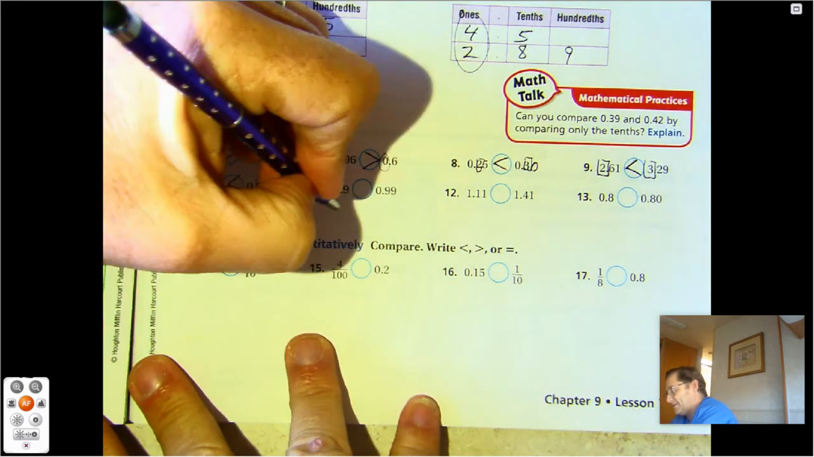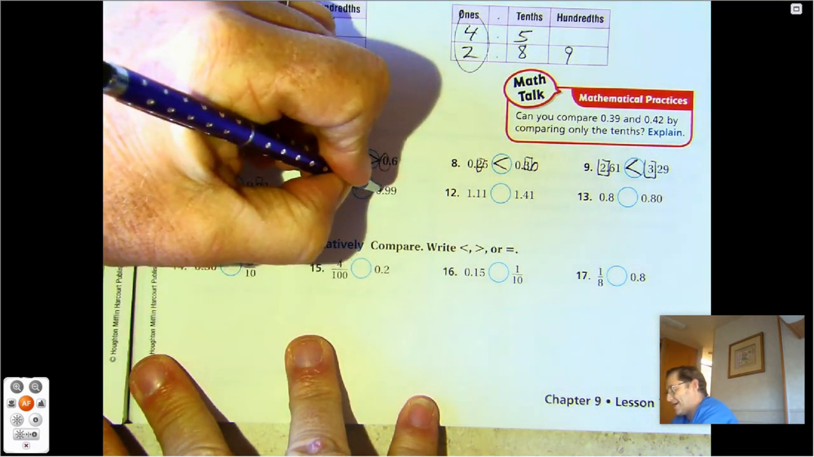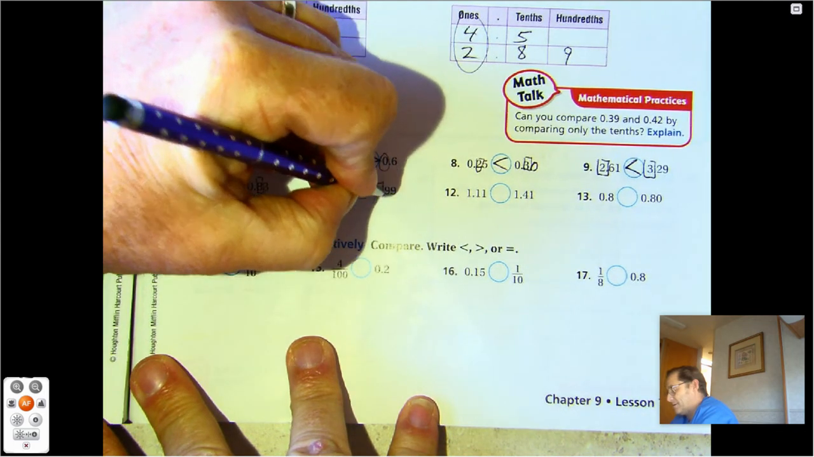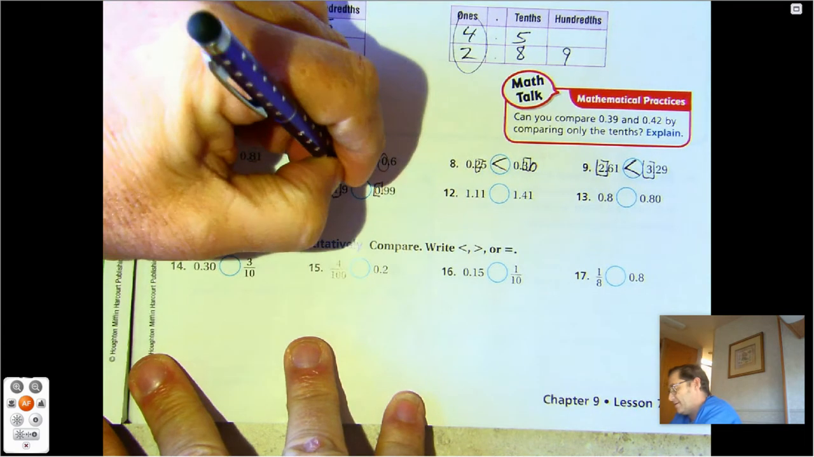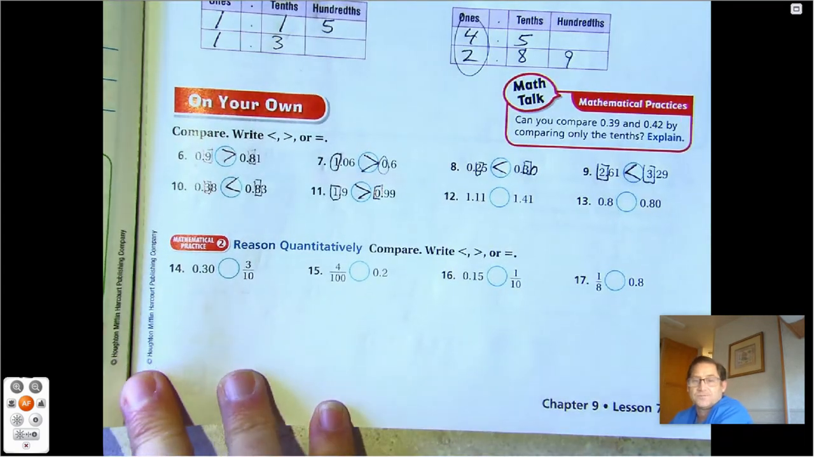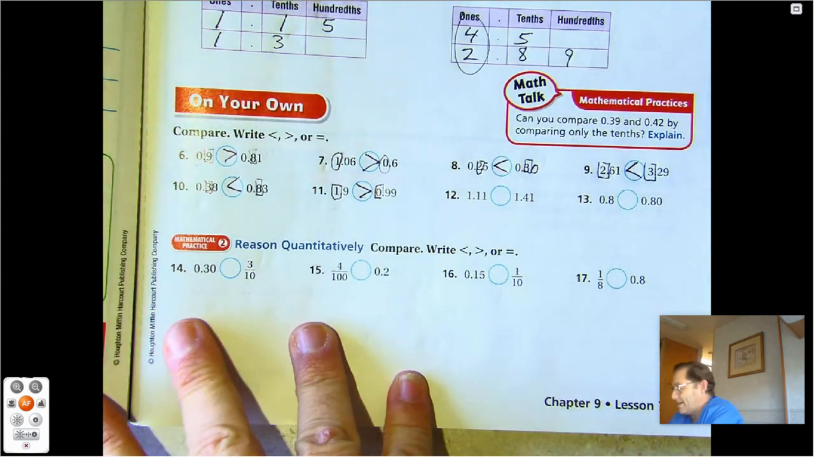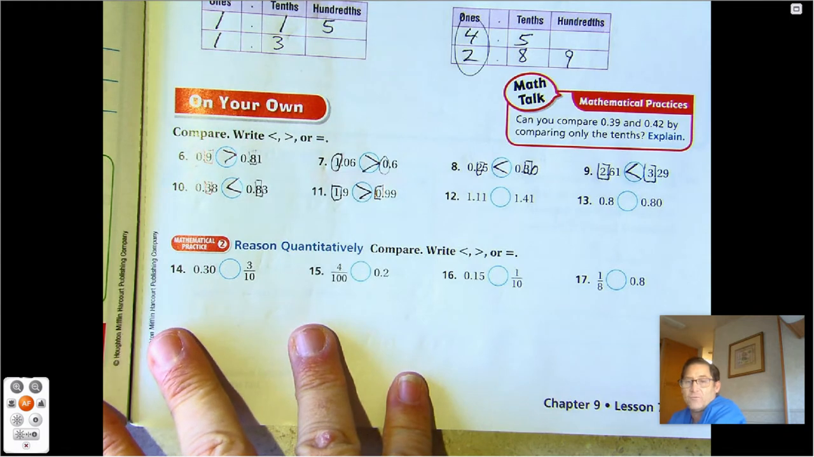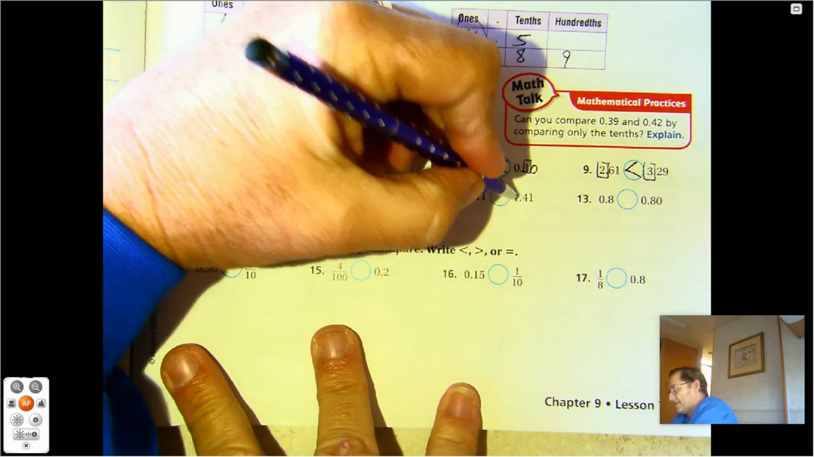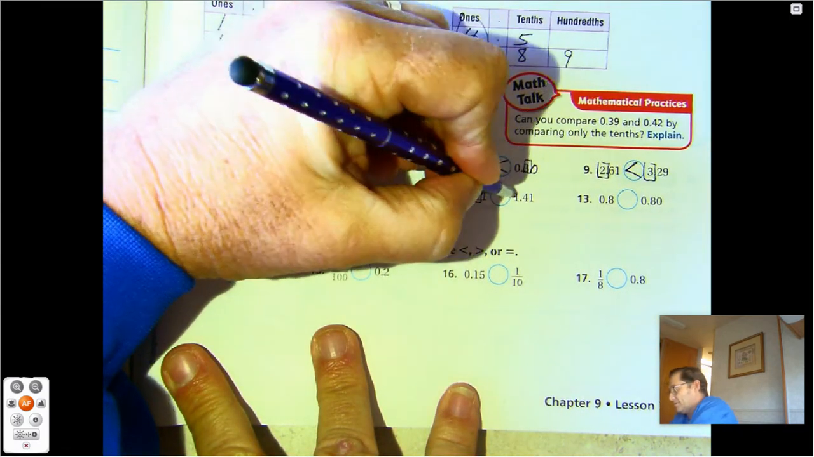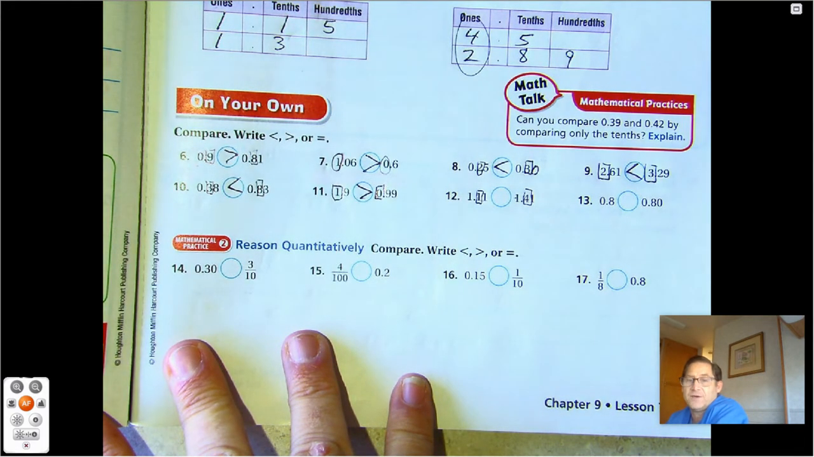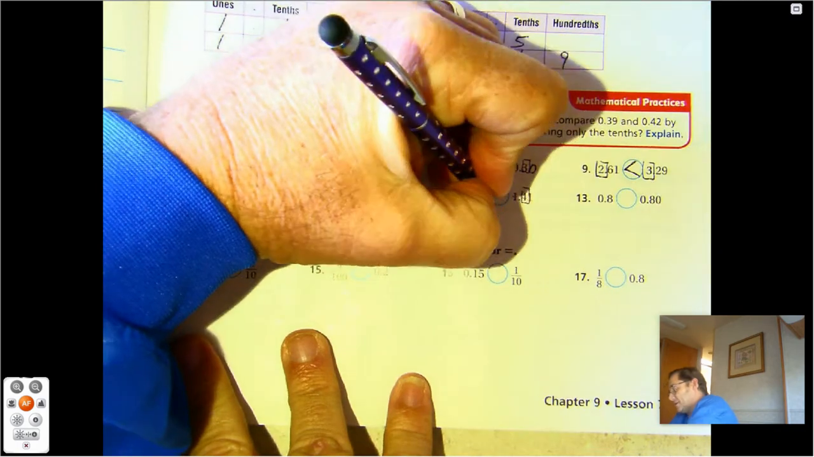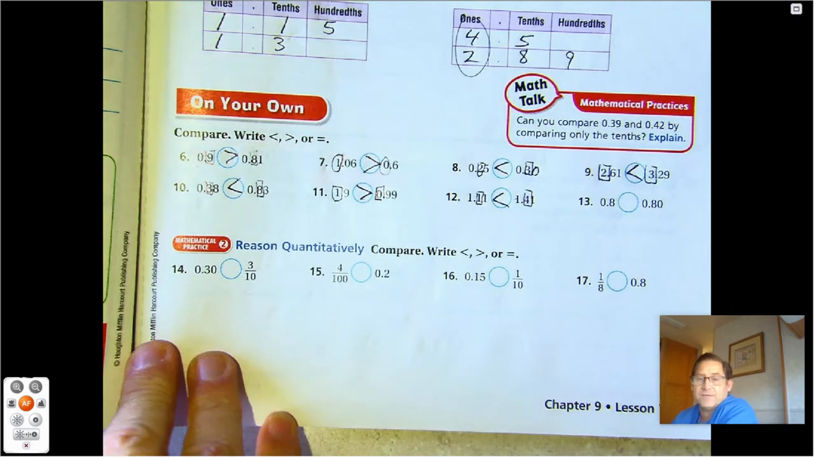1 and 9 tenths compared to 99 hundredths. Compare the greatest place value, that is different, and 1 is larger than 0. 1 and 11 hundredths, 1 and 41 hundredths. The ones are the same, so let's go to the next largest place value. 1 tenth compared to 4 tenths. So 1 tenth is less than 4 tenths.